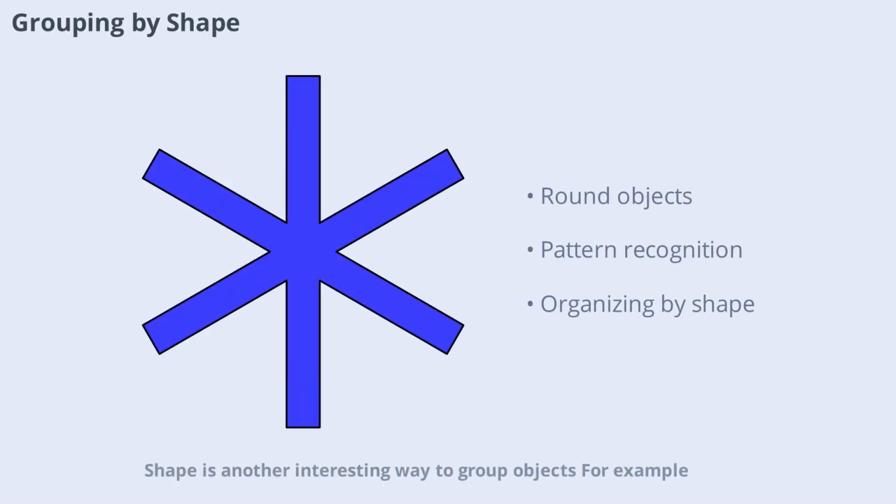Shape is another interesting way to group objects. For example, round objects like rubber balls, footballs, and marbles can be placed in one group. If we include nearly round objects, apples and oranges also fit in. Grouping by shape helps us recognize patterns and similarities among different items, making it easier to organize and understand our surroundings.